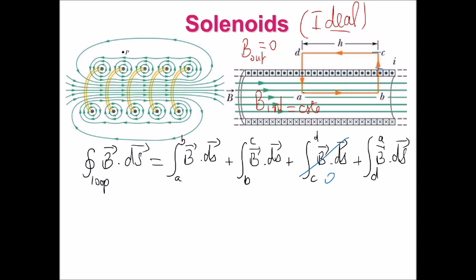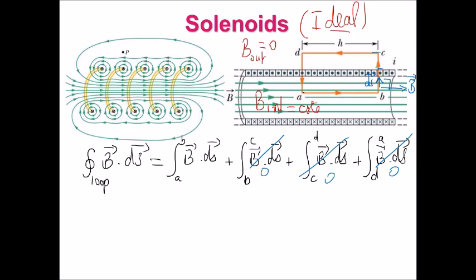What happened here? We have ds in this direction, and B is in this direction. What is the angle between them? 90 degrees. What is the scalar product? 0. So this is 0, and by the way, the same thing for DA as for BC, that's 0, for the same reason. So we end up with just this integral.